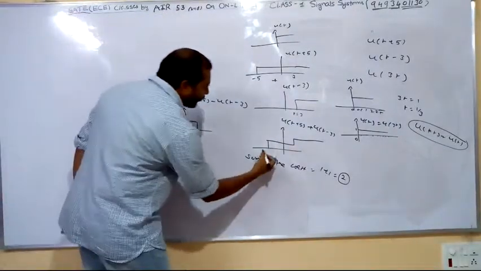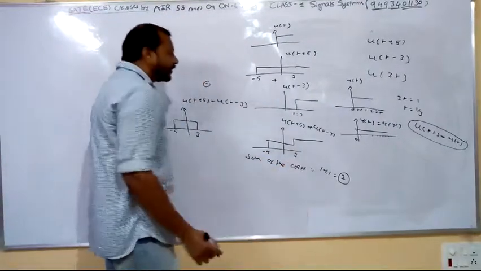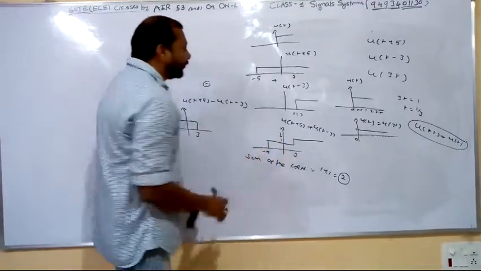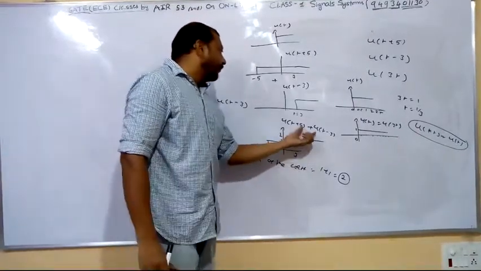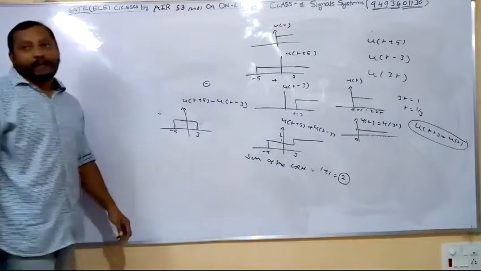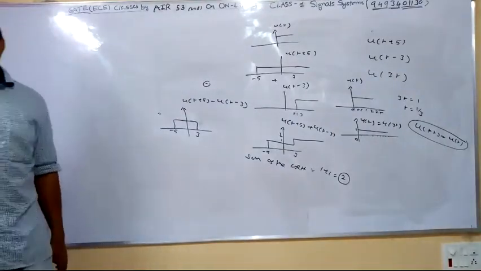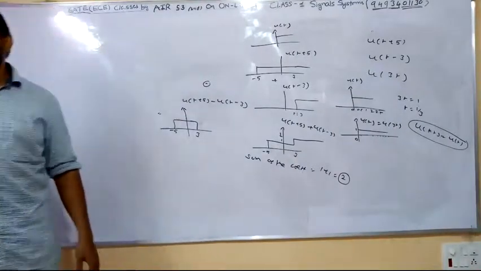The signal starts from minus 5 here. And what is the final value of the signal? The final value of the signal is equal to 2 only. So for any signal represented in step form, the sum of the coefficients will give you the final value of the signal.